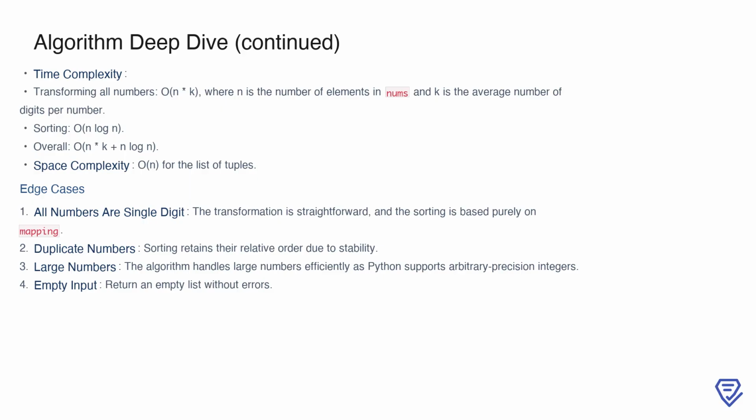variety of edge cases gracefully. For example, when all numbers are single digits, the transformation is straightforward since each number is directly mapped using the mapping array. Duplicate numbers are handled seamlessly due to the stability of Python sort. The algorithm also efficiently processes large numbers, as Python supports arbitrary precision integers. Finally, for an empty input, the algorithm simply returns an empty list without errors. This robustness ensures the solution is versatile across different scenarios.